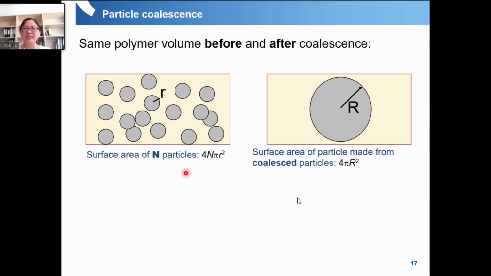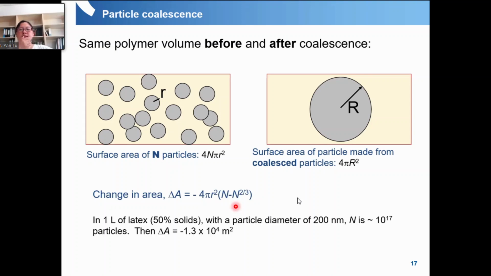So you will get the surface area of these two stages. And then you can calculate here, after coalescence, what is the change in surface area? Here you can use this formula to calculate the change of the surface area. I just give one example here.